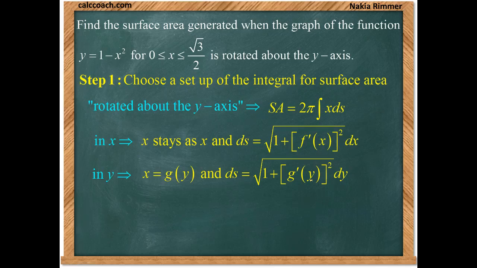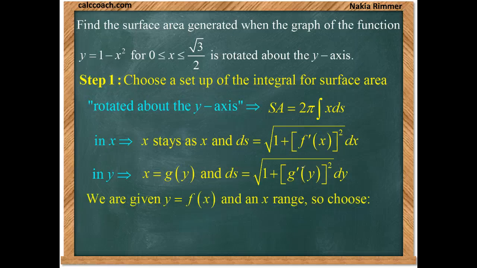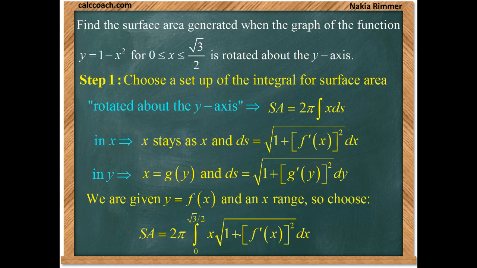To get a clue as to which one you should do, it's based off of what you are given. We're given y is a function of x, and we're given an x range. So that's a clue that you should try to do the integral in terms of x. So x is going to stay as an x, and replace ds by the x version of the square root formula of the arc length formula, and we're going to go from 0 to the square root of 3 over 2. We're going to start this process, though, by working on this root. This part of ds, we're going to simplify that as much as we can before we go and come back to the integral.